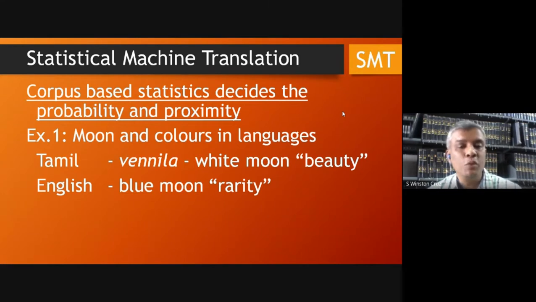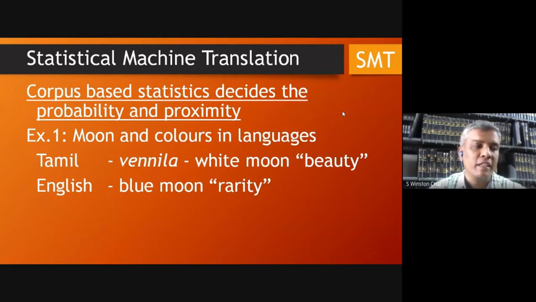But in English, blue moon is another compound which is again very popular, and it is used for a sense called rarity, right? Once in a blue moon, she does this. Once in a blue moon she cooks, or once in a blue moon she drives, something like that. So blue moon means rarity. So in English there is a combination where the color blue and moon are co-appearing. In a language like Tamil, white and moon are appearing together, occurring together.